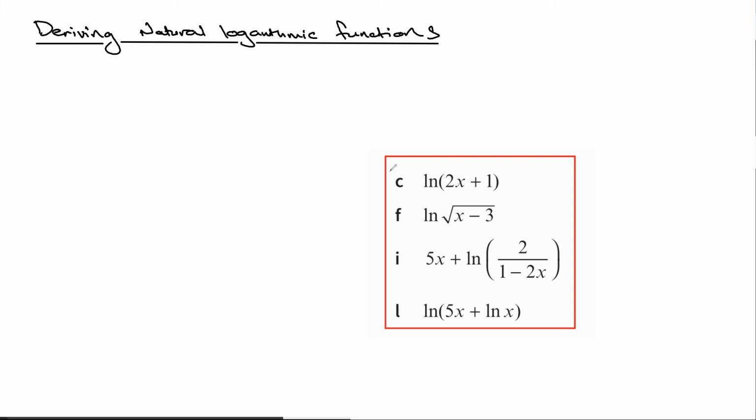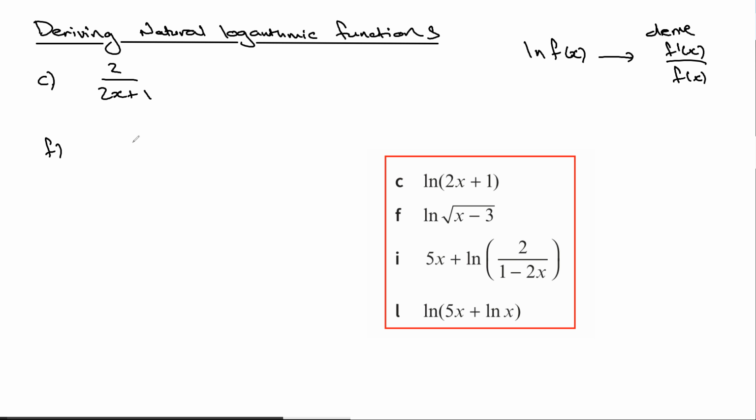So this first question over here, we've got question C. Deriving this function, remember when we have ln of f of x and we derive it, we take the derivative and we divide it by the original function. The derivative of that is going to be 2 over 2x plus 1.